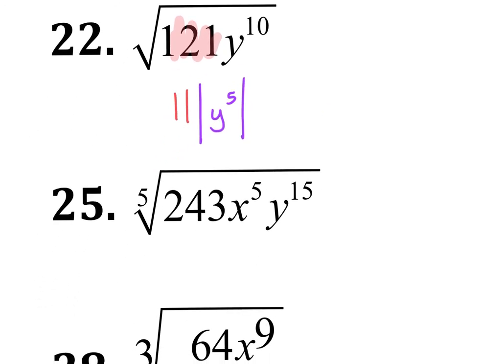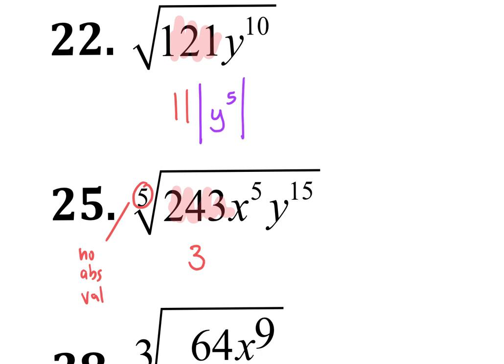Number 25. This is odd, so you don't need absolute value at all. Because this is odd, no absolute value needed. Okay? Because that's odd. So I just find what's the 5th root of 243. So I might need to use my calculator to find the 5th root of 243. So that part here becomes 3.